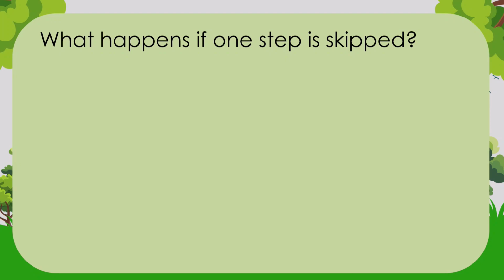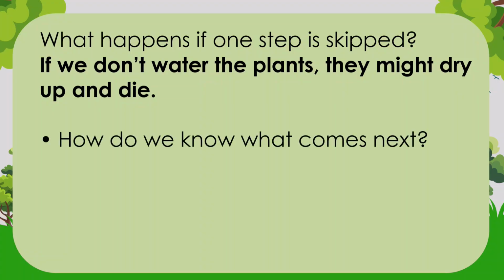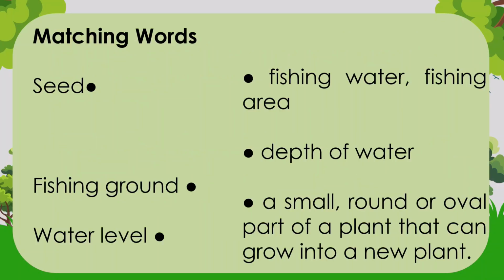What happens if one step is skipped? If we don't water the plants, they might dry up and die. How do we know what comes next? Just like in farming, we can predict changes in objects by looking for patterns.